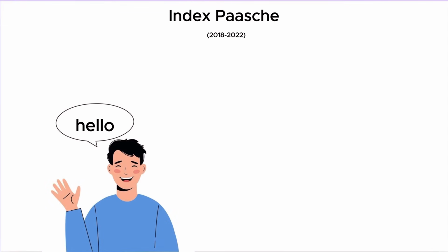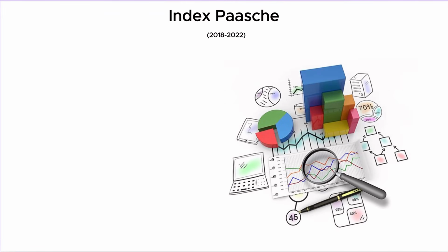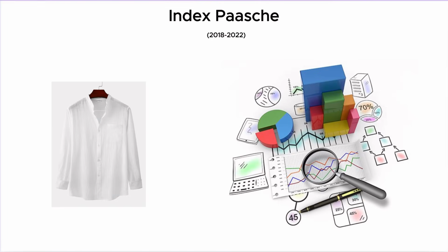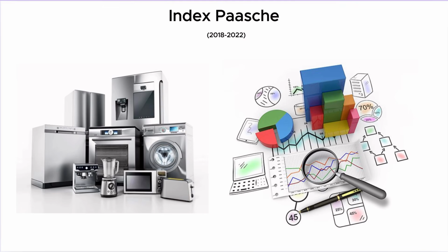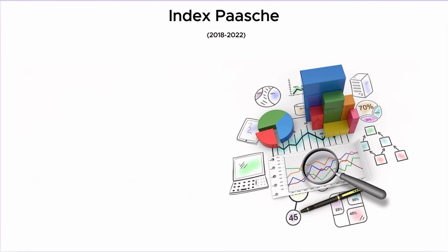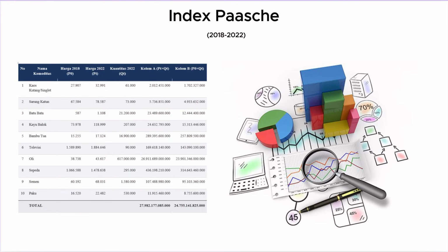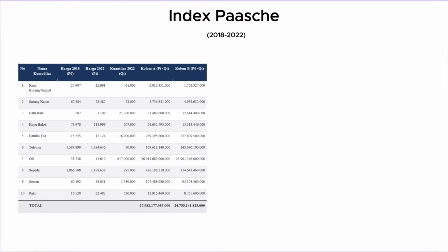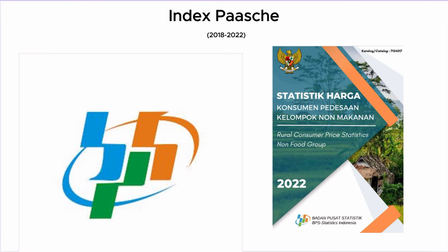Hello everyone. Have you ever wondered how we actually measure the average price change for non-food items, like clothing, construction material, and electronics over time? To find out, I applied the Paasche price index. This method is unique because it uses the current year quantities, in this case 2022, as the weighting factor. The underlying price data is sourced from the official Banten Central Bureau of Statistics.